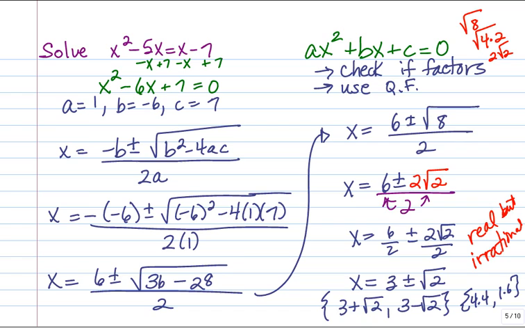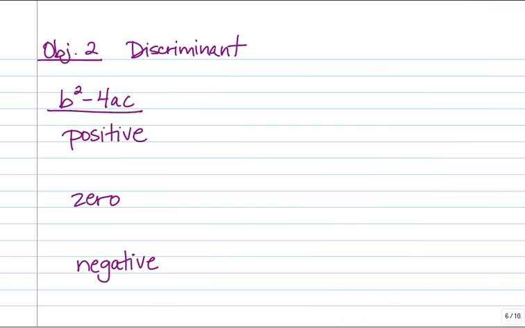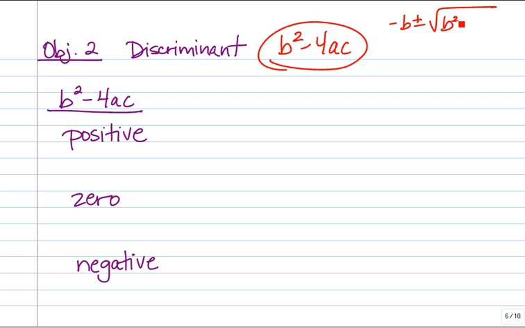And that brings me to my next topic, the discriminant. What is the discriminant? The discriminant is actually that expression b squared minus 4ac. If you recall the quadratic formula, the discriminant is that number that's inside the radical. So that tells us the types of solutions we're going to actually get.